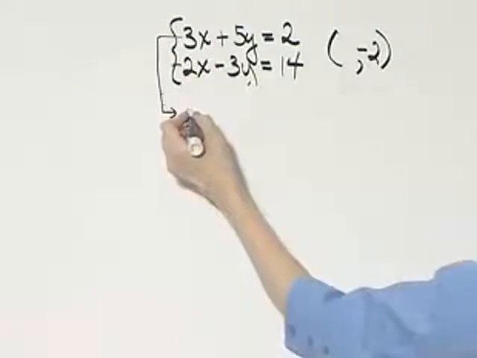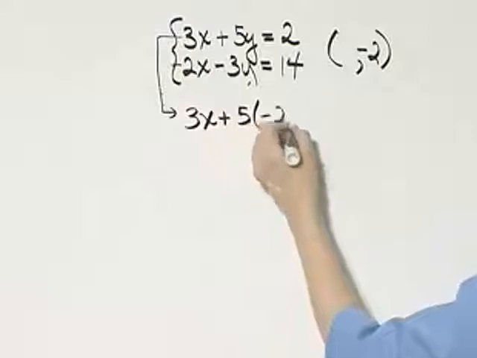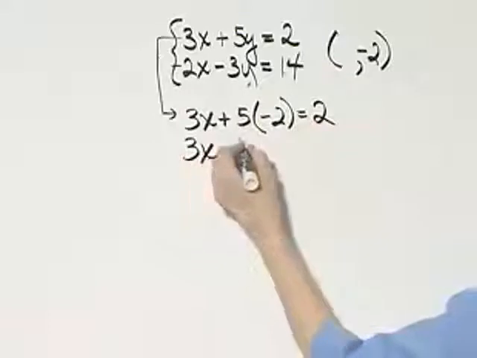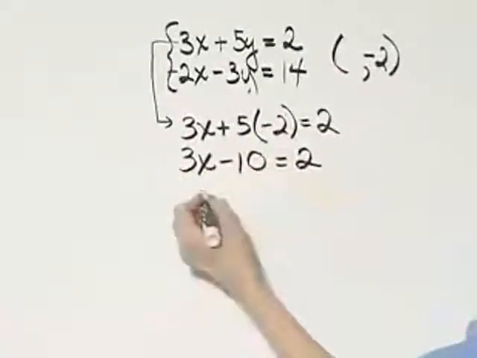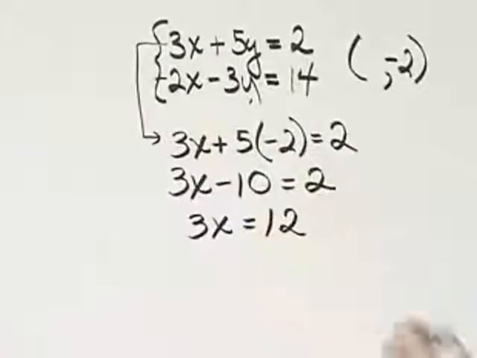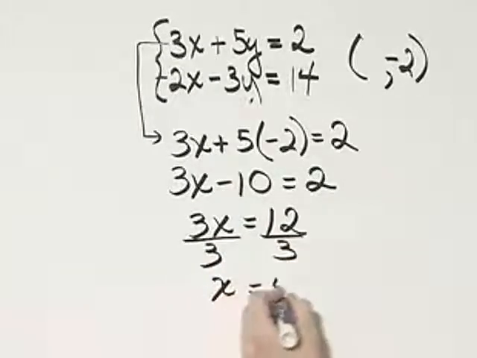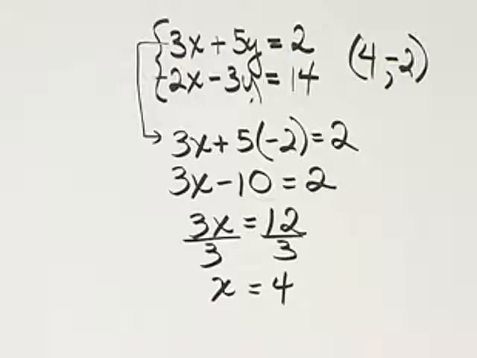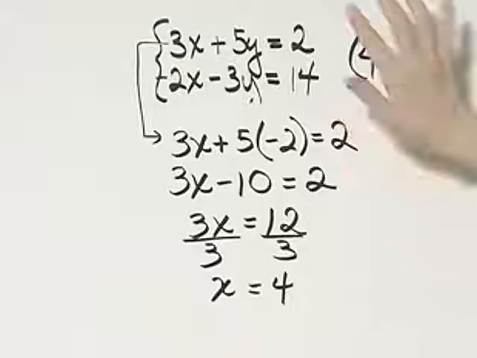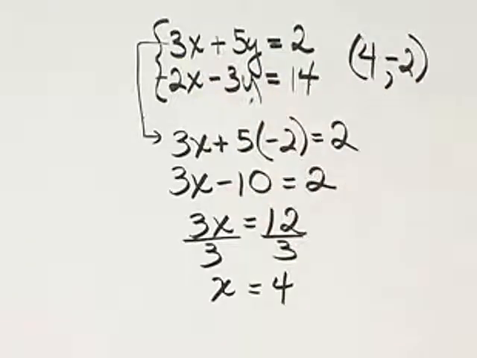I'll simply choose the first equation. 3x plus 5 times, we know y is negative 2, and now let's solve for x. 3x minus 10 is 2. 3x is 2 plus 10, or 12. I'm adding 10 to both sides. Divide both sides by 3, and x is 4. The corresponding x value is 4. Check by making sure this ordered pair is a solution of this equation and also this one. This is the solution of our system.